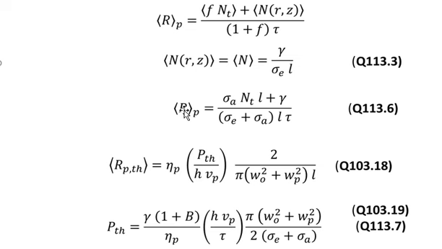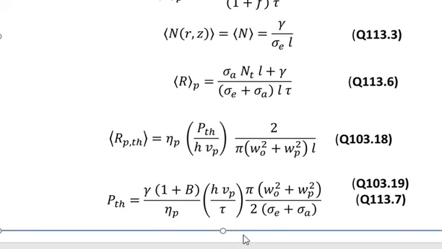We can equate these two values of the average of Rp, and then we can solve the resulting expression for the value of P threshold. And you can see that the resulting value of P threshold is equal to this one. So P threshold will be equal to gamma times 1 plus capital B divided by eta P, and then in the parenthesis, we have h nu P over tau. And the next term is pi times omega naught square plus omega P square divided by 2 into sigma E plus sigma A. So this is also shown in equation number 103.19, but here we are using this as equation number 113.7.